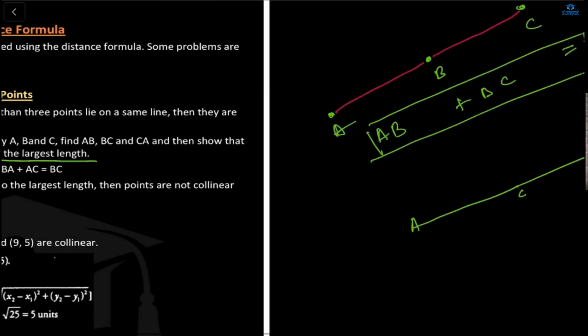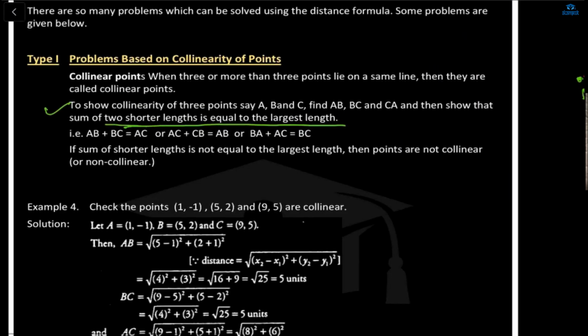When you find out all the 3 distances AB, BC, and AC, then by looking at the distances only, you know which 2 are shorter, or which one is the largest. Just add the 2 shorter ones and equate it to the larger. If it is equal, then the points are collinear, and if not, then the points are not collinear. Now let's check another question.